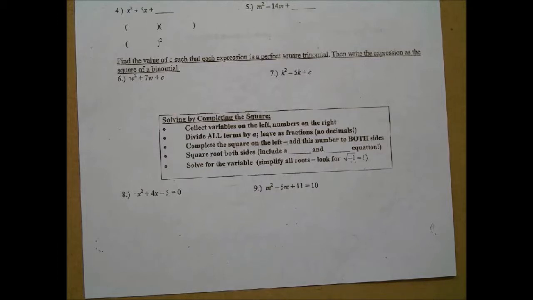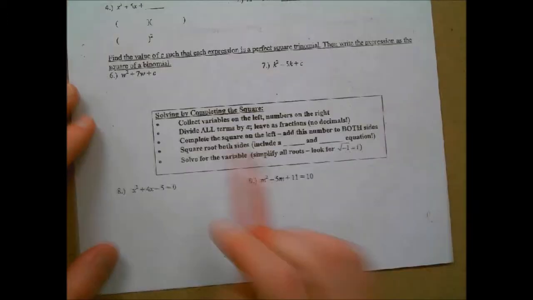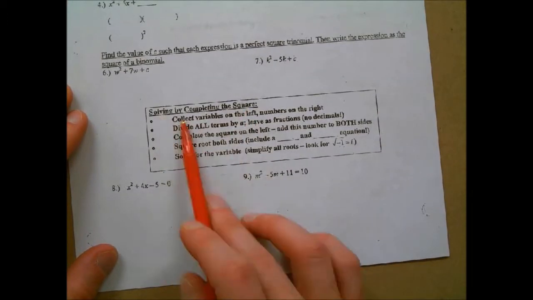Or I could ask you in the directions, solve this by completing the square, in which case then you have to use it, okay? So it is important that we know this method because it's going to be a way to solve some things that we otherwise wouldn't be able to solve. All right, let's take a look at number 8 here. So let's just read through what we're supposed to do here. So solving by completing the square.